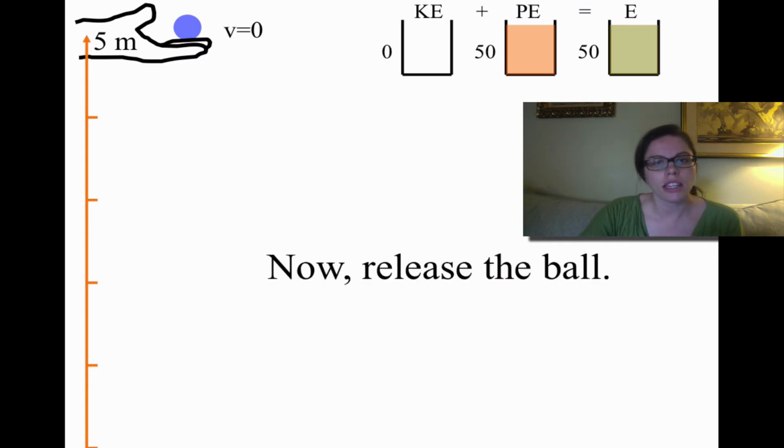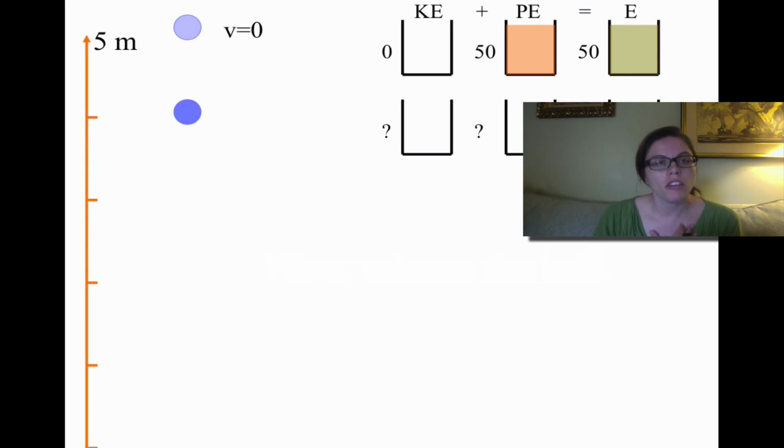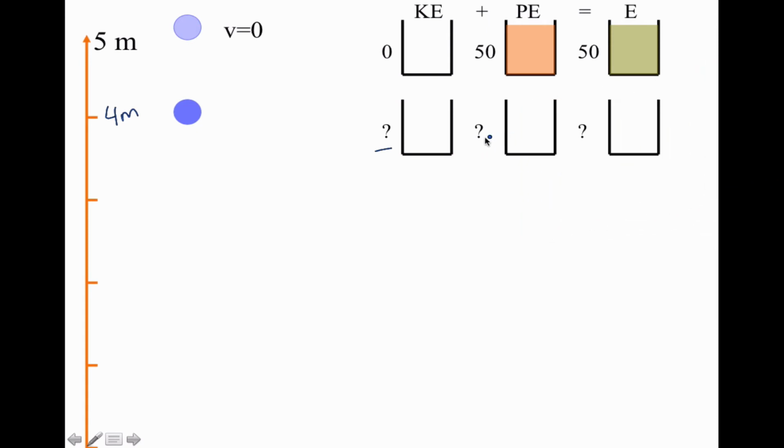So now let's look at this. We release the ball. The ball falls 1 meter, because right here is our 4 meter mark, right there. And we want to find our kinetic and potential and total energies. So we have to use our kinematic equations to see how fast the ball is going right there. So we could do our givens.